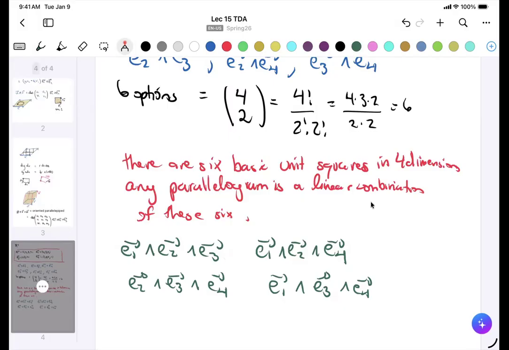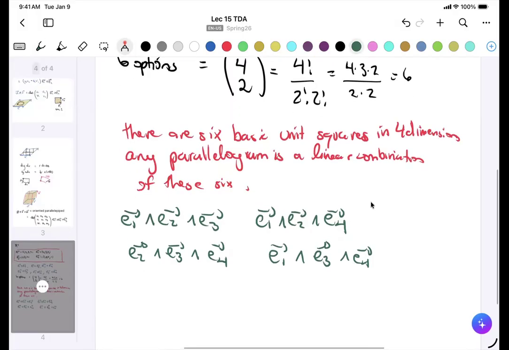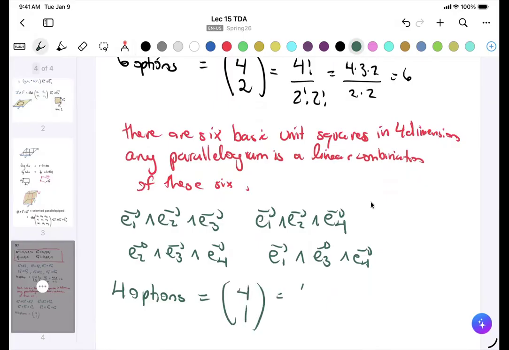So they're kind of like 4 basic unit cubes in 4 dimensions, and any other parallelepiped is a linear combination of these 4 basic ones. So there are 4 options, but what are these 4 options? There's 4 choose 1, or 1 choose 4, I don't remember how to say that, but it's 4 factorial over 1 factorial times 3 factorial, and that is 4 basically.